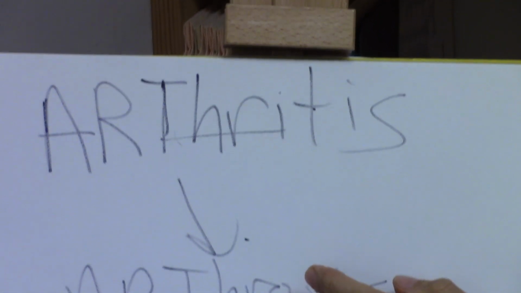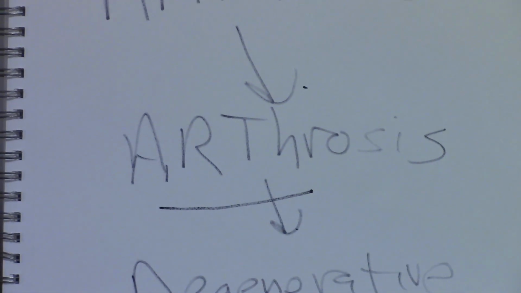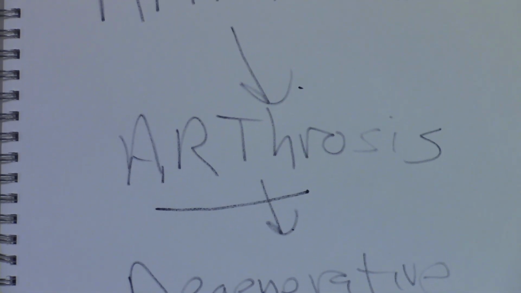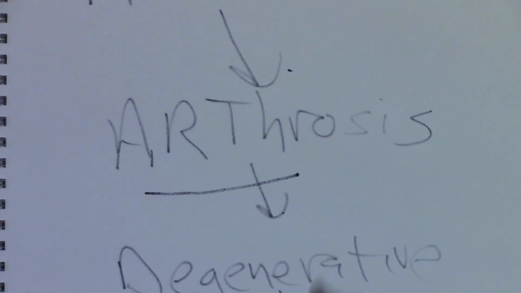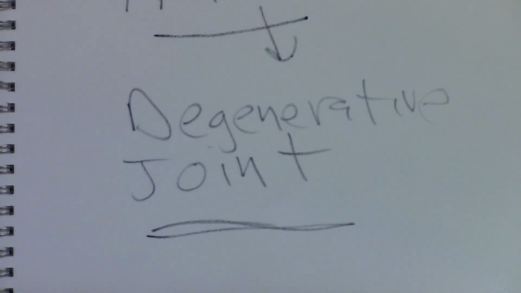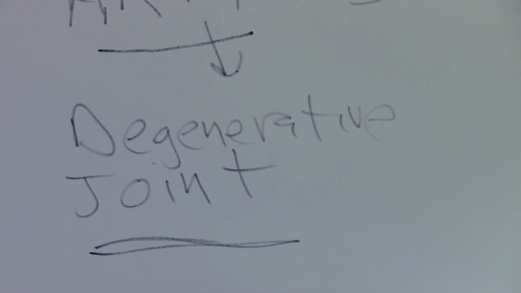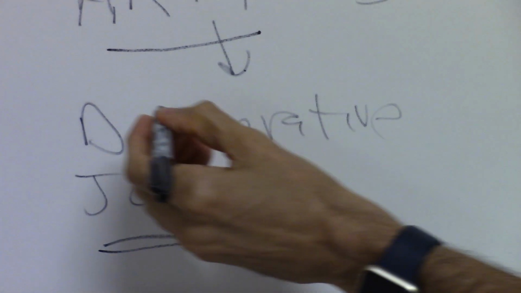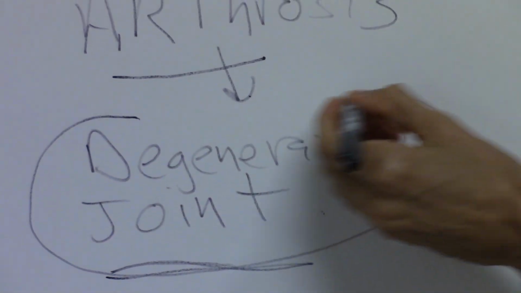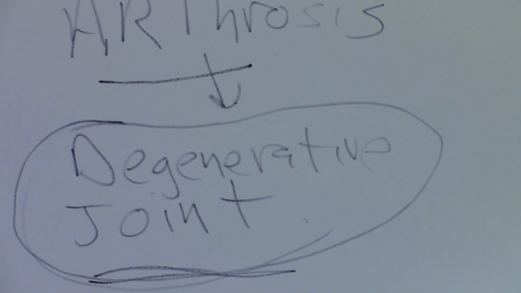The second term is arthrosis. Arthrosis does not mean pain, but it means that the joint has undergone a change that has taken it away from what a normal joint looks like. And then the third term, which is rarely used by MDs to describe arthritic changes in knees, ankles, and hips, is degenerative joint, which I believe is the proper term to use to describe a joint that in current medical terminology is being described as arthritic.